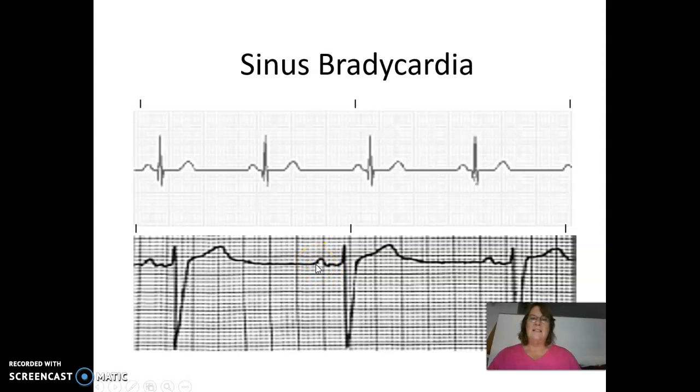PR interval looks like I'm 1, 2, 3, 4, it looks like I'm 5 boxes, so it looks like I am going to be about 0.20. Now my QRS, it goes up and then it comes down for a deep QS. And it looks like it might be a little wide. 1, 2, it looks like it's about 3 boxes, which would give me a bundle branch block.